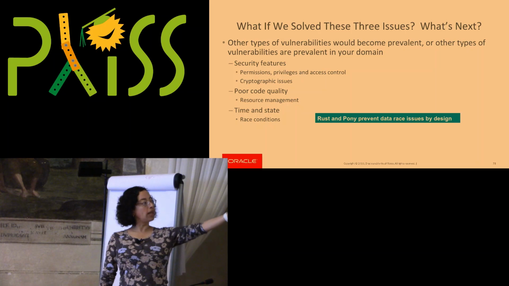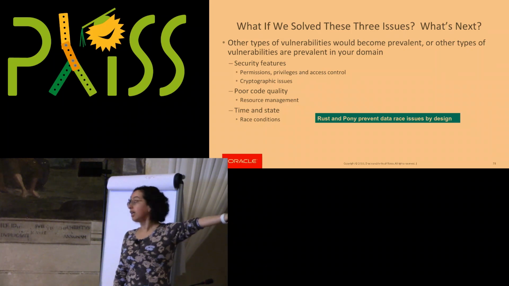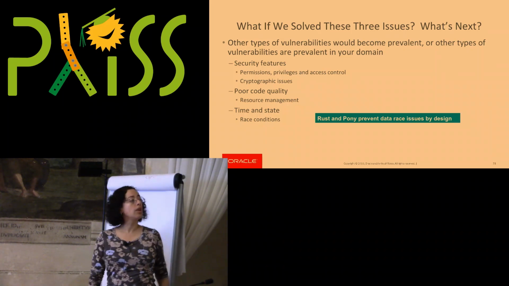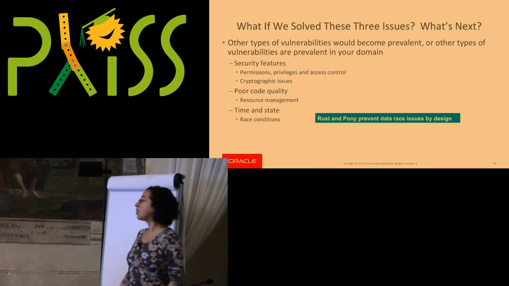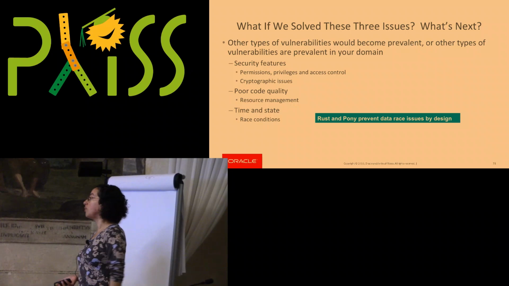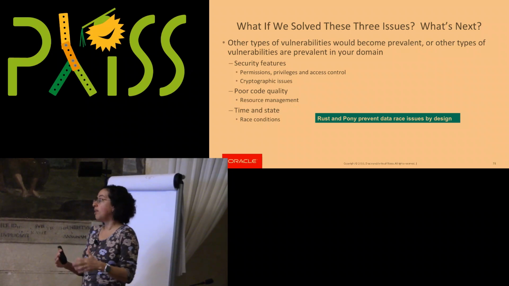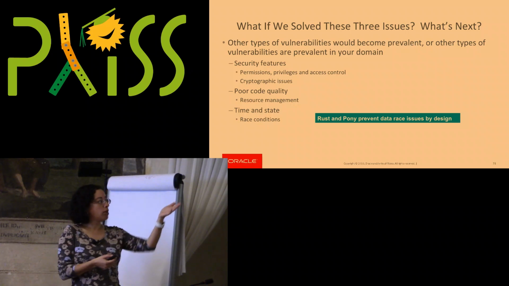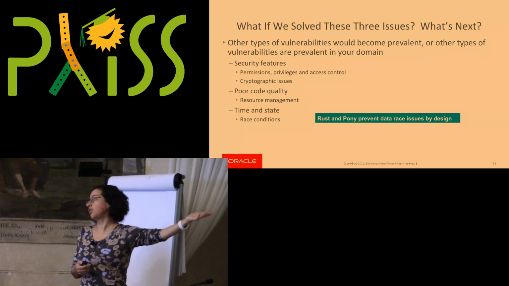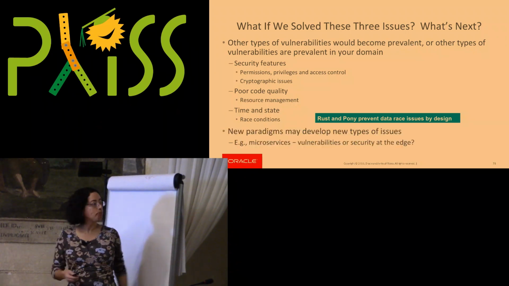Of course, there are some languages that have started thinking about some of these issues, like both Rust and Pony, which actually prevent data race issues. This is by design in their languages, something they care about because it is important for the domain they're working in. Well, that's superb, right? There are some new abstractions that get introduced this way.